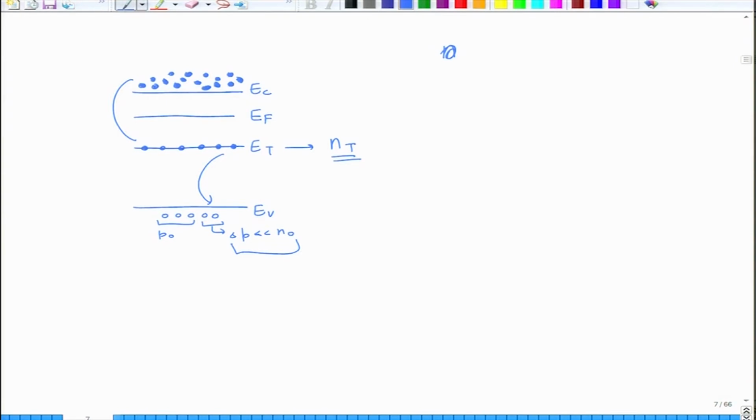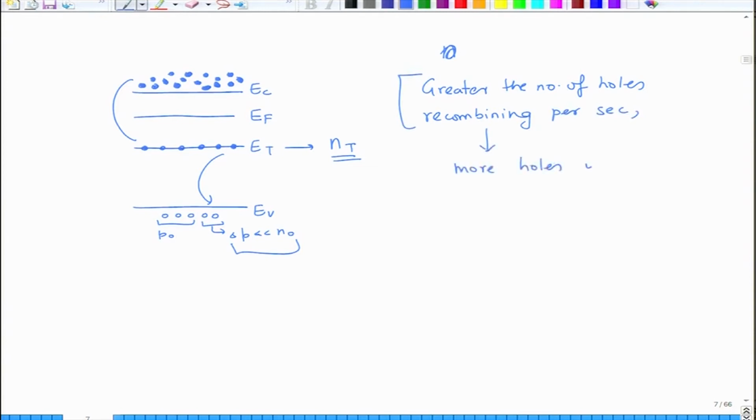get annihilated. So essentially you can say the greater the number of holes recombining per second, when will this happen? This will happen when you have more holes available for recombination. Okay. So when you have a large number of holes available for recombination, the greater is the recombination rate of these holes, because more and more electrons will jump from the trap level to recombine these.